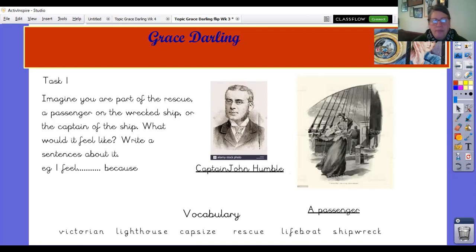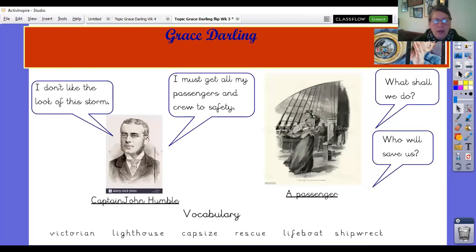And the other task is to imagine what they were saying here. Here I've put some suggestions. So here is Captain John Humble. And I thought he might be saying, oh, I don't like the look of this storm. Or it is my duty, my job, I must get all my passengers and crew to safety. And then maybe the passenger could be saying, oh, whatever shall we do? What will become of us? Who will save us? So there's a few ideas to help you get going there.